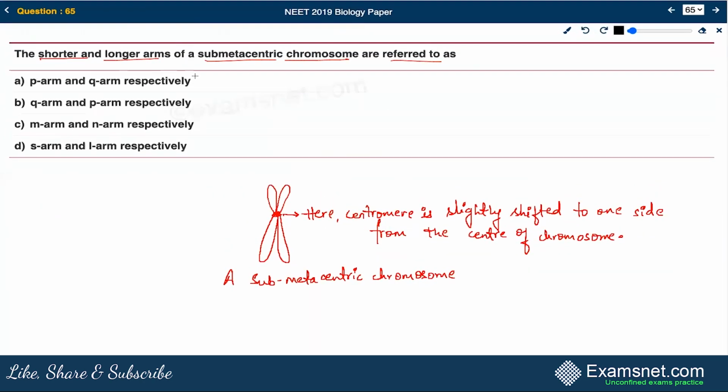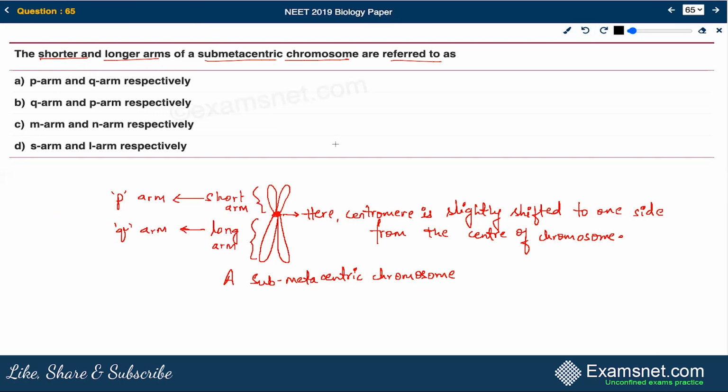Now, if I tell you the shorter and the longer arm, this one is considered to be the short arm, and this one, of course, is considered to be the long arm. Clear? Now, the short arm in case of the submetacentric chromosome is called the P arm, while the long arm is called the Q arm. P basically stands for the term petite. So P arm and then Q arm.